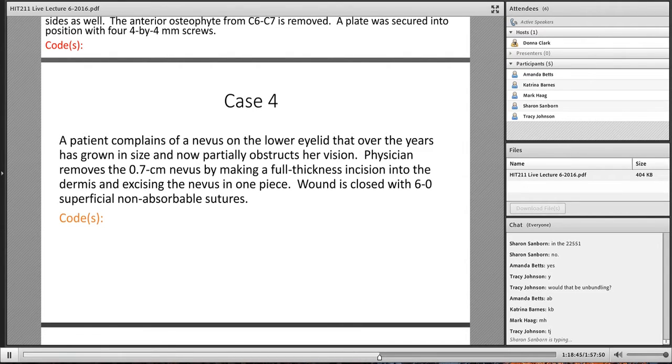Let's see what we got. Alright, so Sharon is saying 67840. That is not going to be correct, but I do understand why you chose that. I'm going to tell you. Does anybody know why 67840 is not going to be the right thing? Just let me see where everybody is.